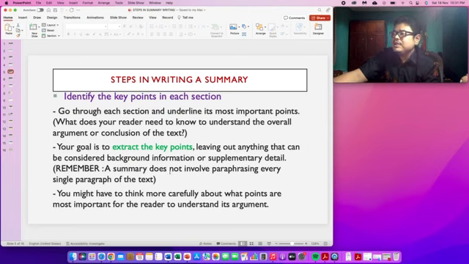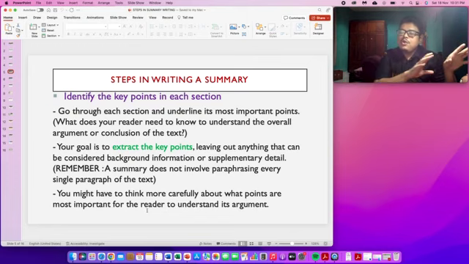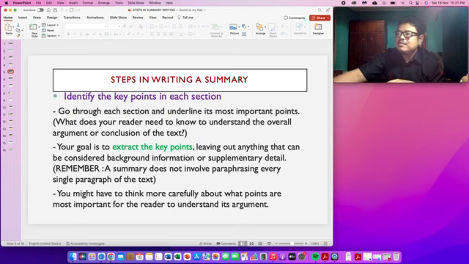Remember that you only have to extract the key points, and you might have to think more carefully about what points are most important for the reader to understand its argument. The function of the summary is that you have to make sure you transfer whatever is in the original text into the summary. So your summary must capture the essence of what the original article is all about.